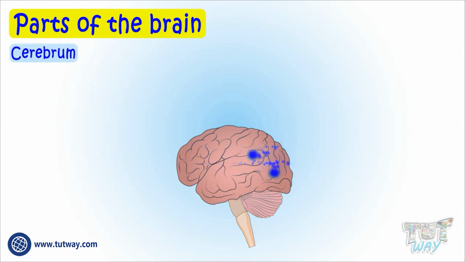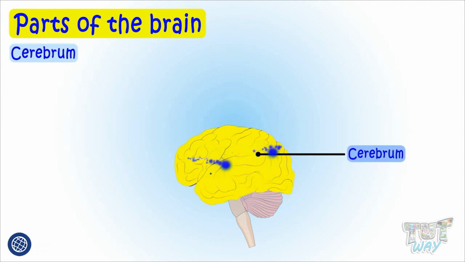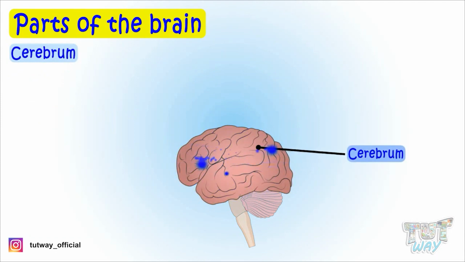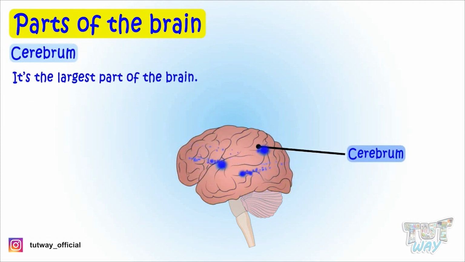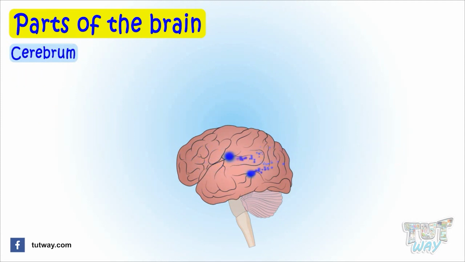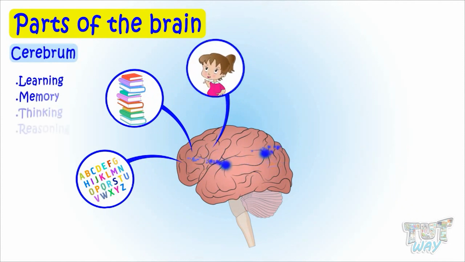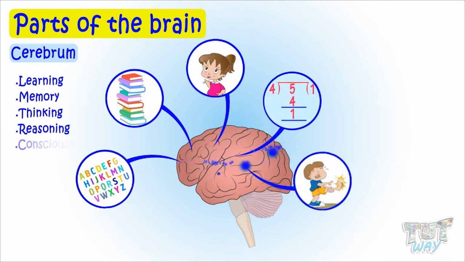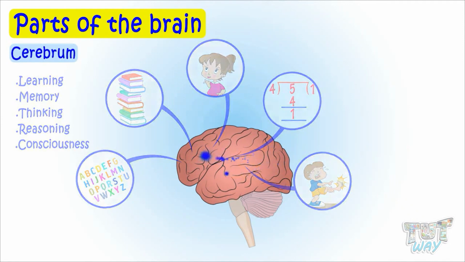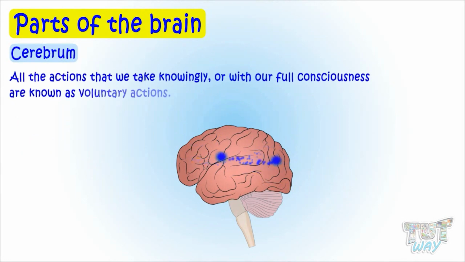Cerebrum. This part of the brain is called cerebrum. It's the largest part of the brain you can see. This part is responsible for learning, memory, thinking, reasoning, and consciousness. All the actions that we take knowingly or with our full consciousness are known as voluntary actions, and all these voluntary actions are controlled by our cerebrum.